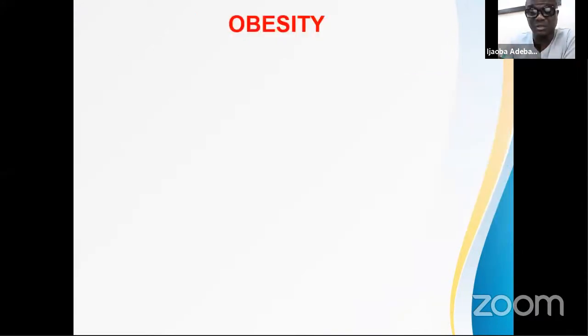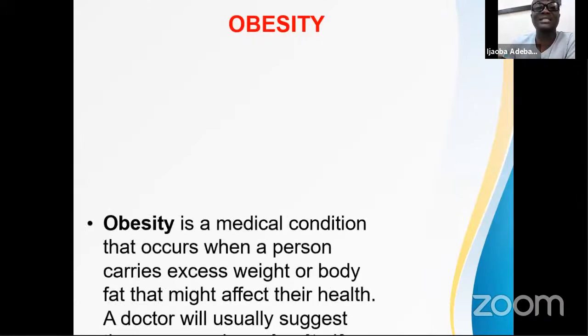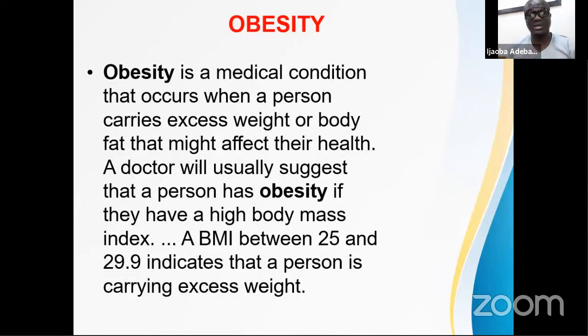So we look at obesity. We've seen underweight. Now let's see obesity. It's a medical condition that occurs when a person carries excess weight, more than enough, or body fat that might affect your health. A doctor will usually suggest that a person has obesity if they have a high body mass index. A body mass index between 25 and 29.9 indicates that an individual carries excess weight.